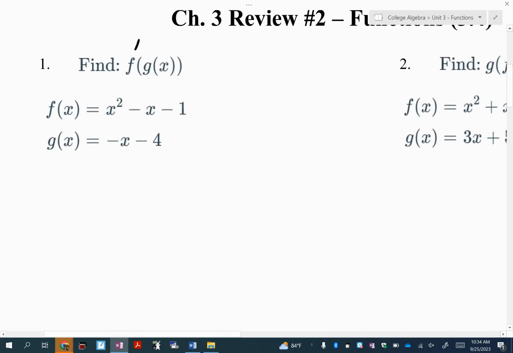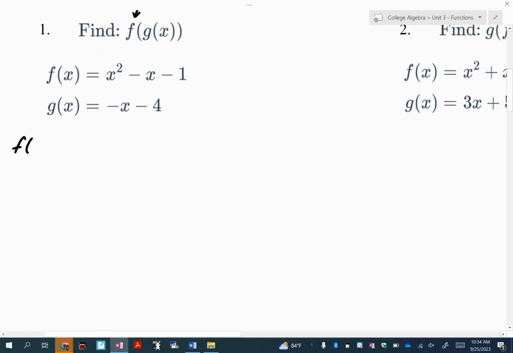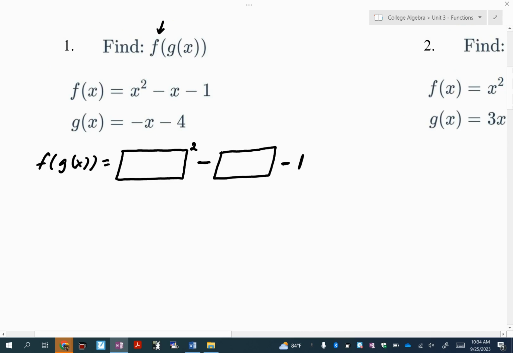The way I do it is I look at the first letter in my composition. So this says f of g of x. Since it says f of g of x, I'm going to copy down the f of x function, but instead of putting my x's, I'm going to put boxes. So box squared minus box minus 1. And inside the box is where I'm going to put my inside function, g of x. So negative x minus 4 goes in both of these boxes, and make sure you use parentheses.